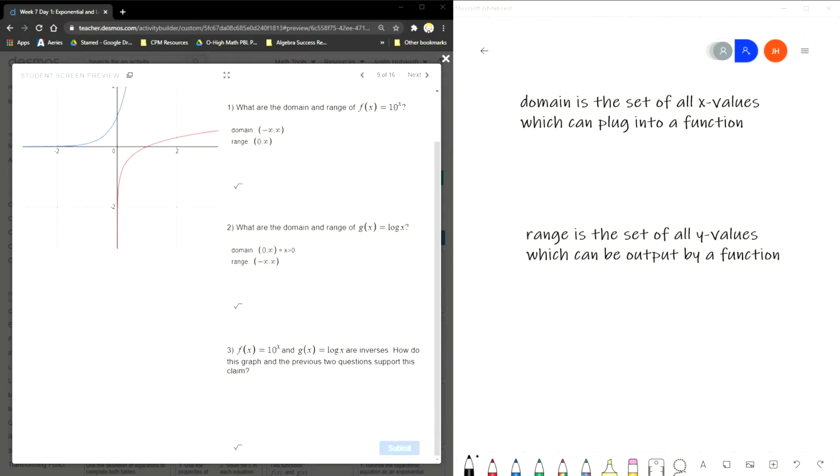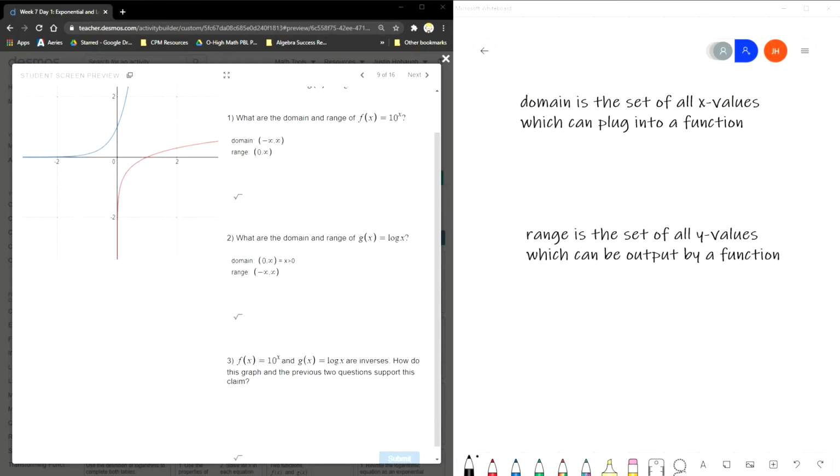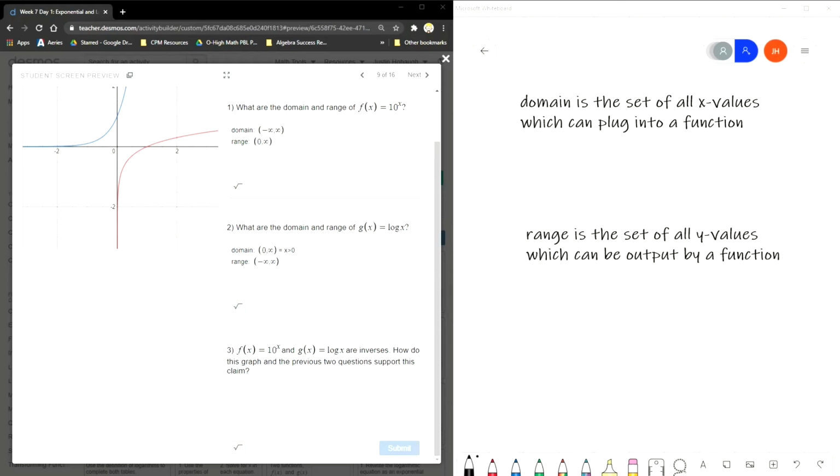Interesting thing about that. We can observe, and this is for number 3, that the domain of the exponential is the same as the range of the log. The inputs of the exponential are the same as the outputs of the log. And the inputs of the log, the domain, are the same as the outputs, the range, of the exponential. So they're kind of reversed versions of each other. Now that doesn't necessarily prove that they're inverses, but it does support the claim that they're inverses.